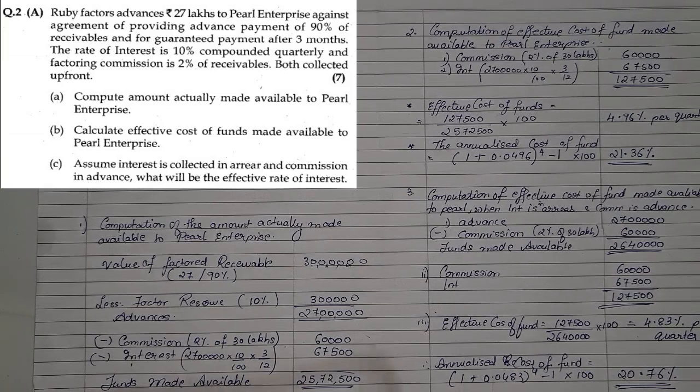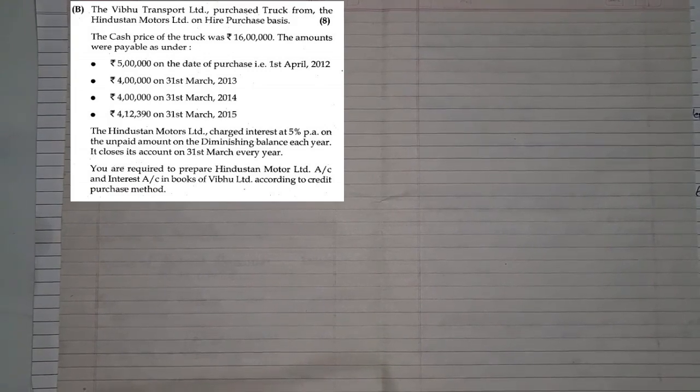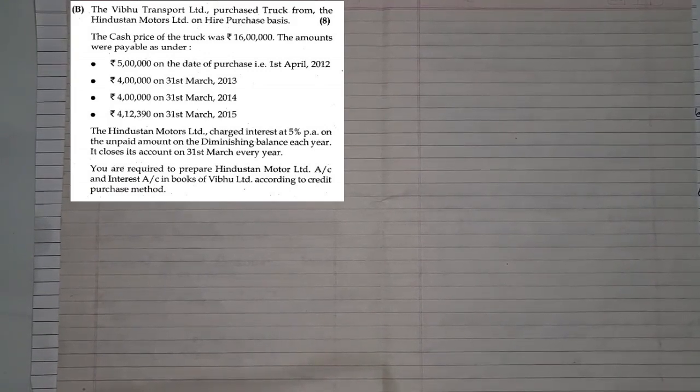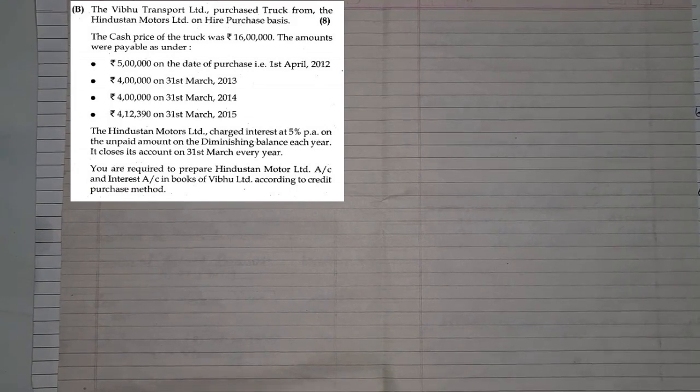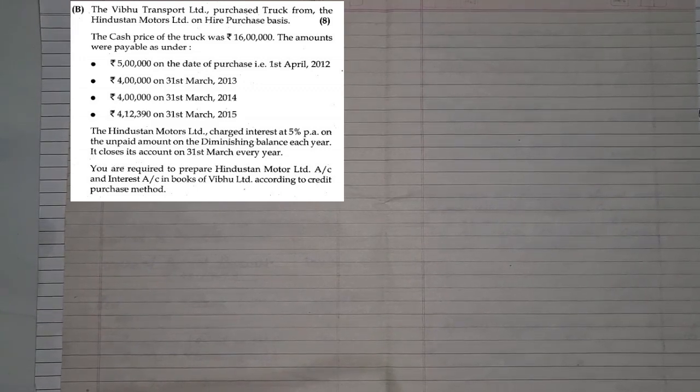Now we start with the next one, which is based on hire purchase. So let us see how to solve that particular sum. Okay, now I'll read the question once. Now this is based on hire purchase. Vaibhu Transport Limited purchased a truck from Hindustan Motor Limited on hire purchase basis. So here the purchaser is Vaibhu and Hindustan Motor is the hire vendor. The cash price of the truck was 16 lakhs.